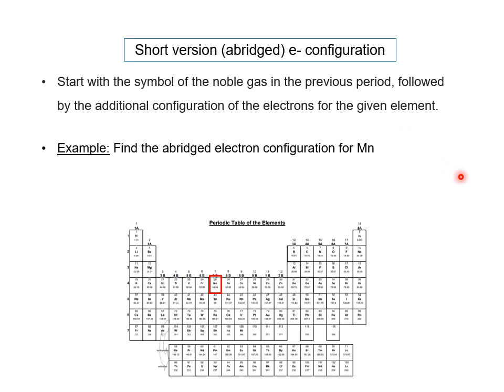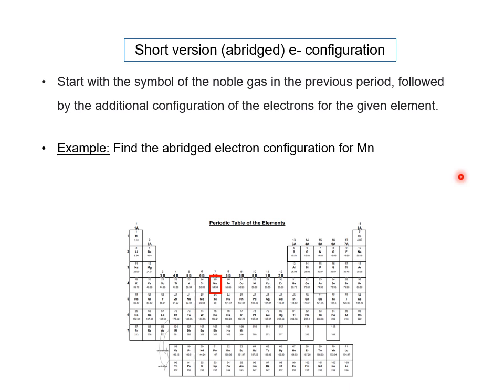Now, there is a short version, which we call abridged, or the shorthand version electron configuration. In this case, rather than starting and writing everything beginning with 1s, right, 1s2, 2s2, 2p6, and so forth, we start with the symbol of the noble gas that's in the previous row, and then we follow it with the remaining additional configurations of the electrons.